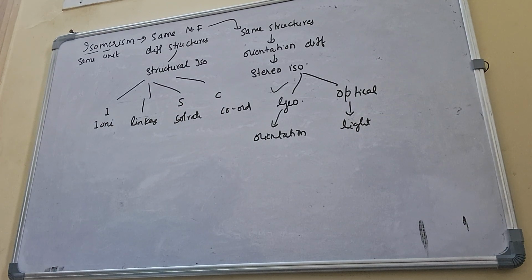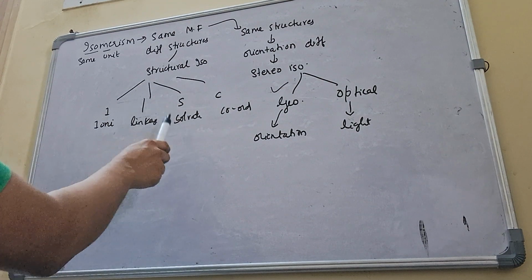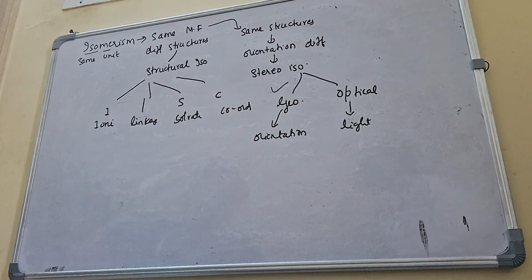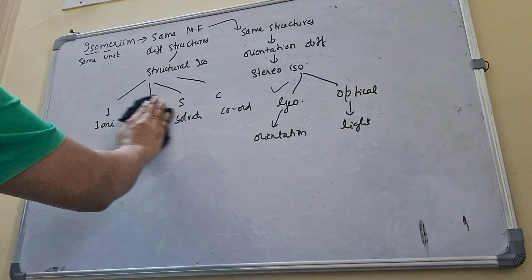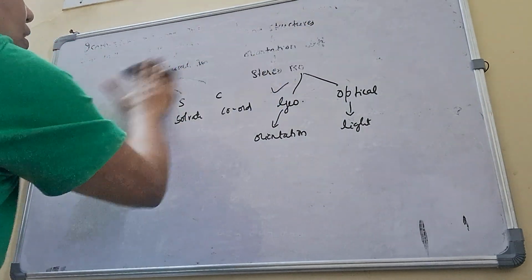Yes, we were discussing structural. I will do it in the next video. Stereo is what we'll be doing. Stereo means same molecular formula, same structure, different orientation, but because it has different orientation, it will have different chemical and physical properties. So please remember that as well. Let's start with geometrical isomerism.